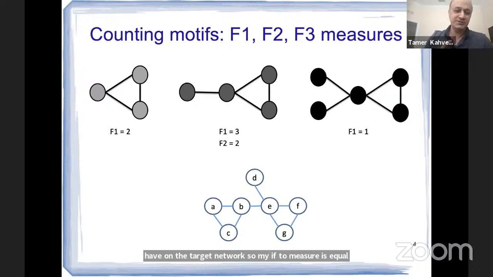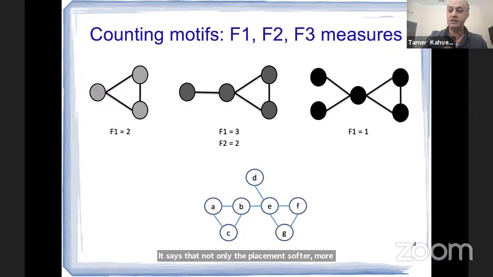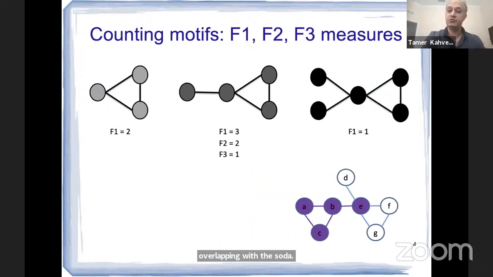The F3 measure is more stringent. It says that not only should the placements of the motifs be independent in terms of the edges, but they should also be independent in terms of the nodes. So I'm not going to allow any overlaps between the nodes and edges. When you have this constraint, there's only 1 copy of the motif that I can place on the target network, and any other copy that you can place is going to be overlapping with this. So the F3 measure is going to be equal to 1.